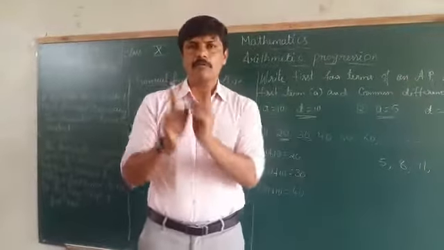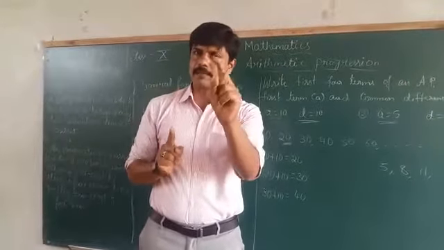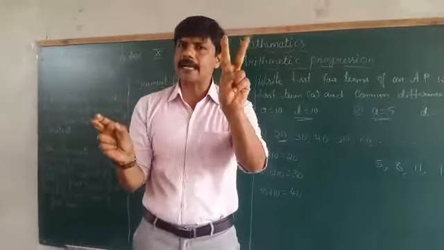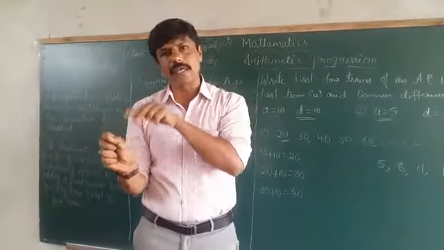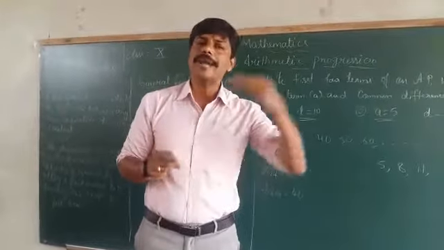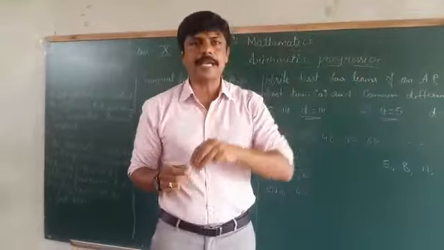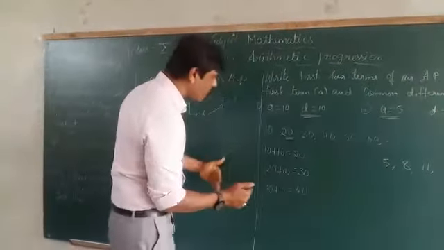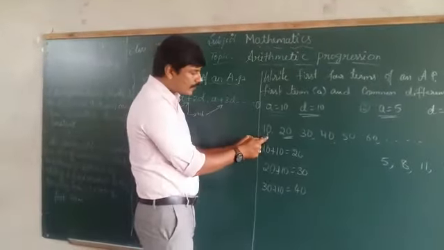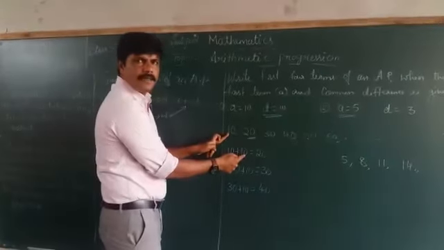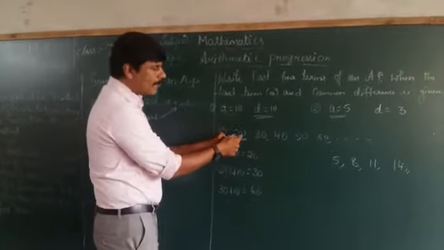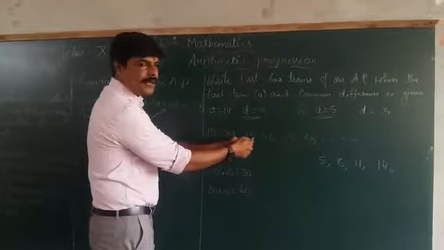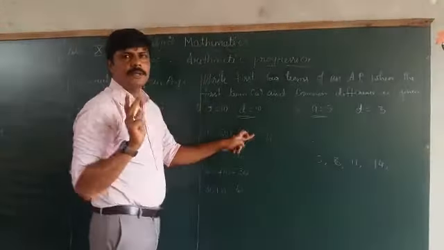Once again, I will repeat. The first term you have. How do you get the second term? Add the common difference to the first term, you will get the second term. How do you get the third term? Add the common difference to the second term, you will get the third term. In the same way, first term is 10. Add the common difference so that you get the second term. Add the common difference, third term. Add the common difference. Did you understand, children?